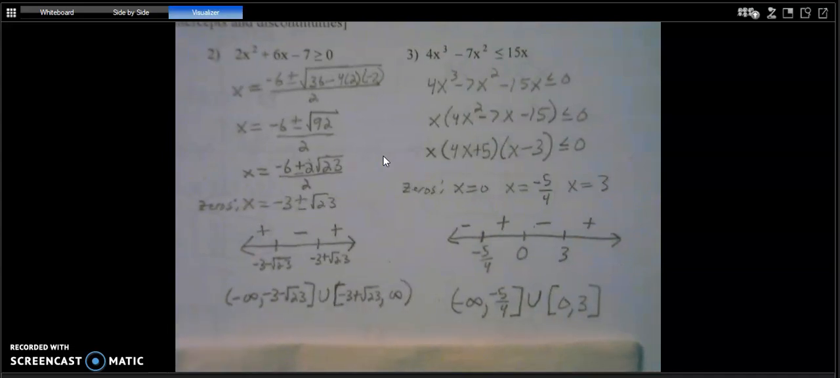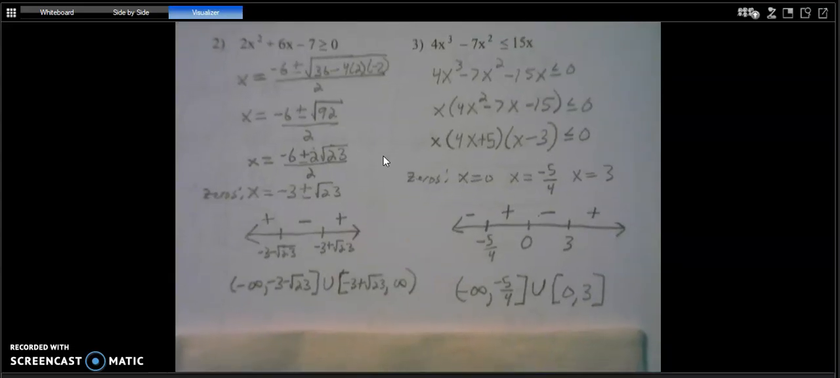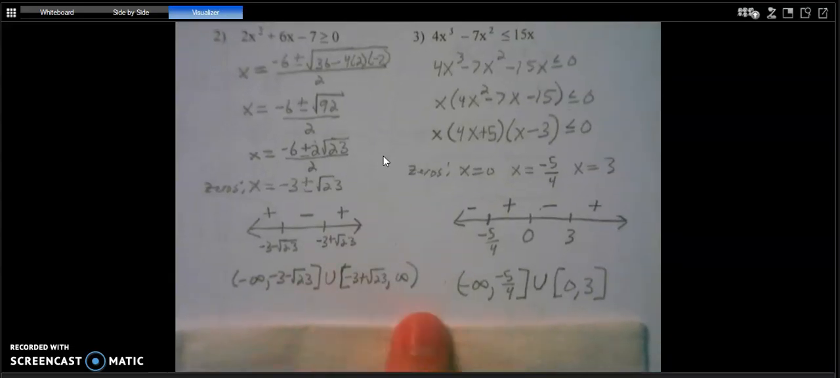These are a little more complicated. In number 2, you have to use the quadratic formula. Number 3, you have to use GCF factoring, and then it factors again. So we find the x-intercepts, or the zeros, and then just put a number in each of those intervals. Okay, and we get our solutions here.